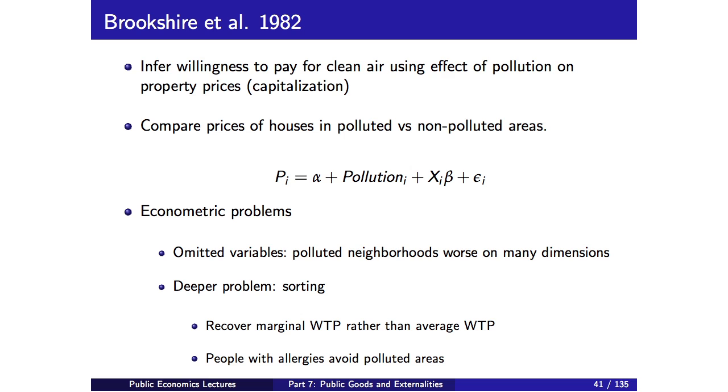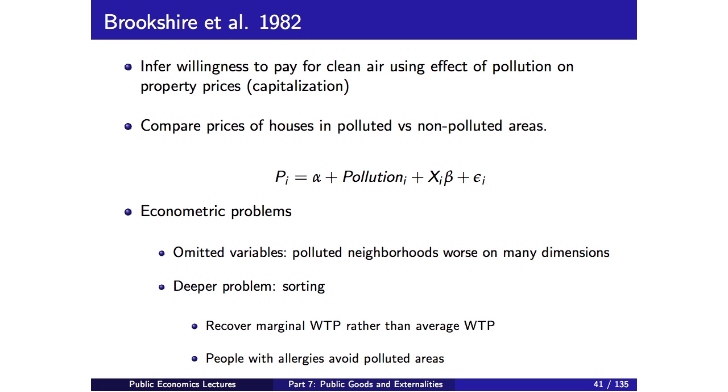There's a deeper problem here, which actually is much more fundamental, which is sorting. So let's suppose you have the ideal case where you do in fact randomize pollution across neighborhoods. Now suppose you have heterogeneity across people in terms of their sensitivity to pollution. Suppose some people, to make this concrete, don't care at all. They're just insensitive to the pollutant. And other people have allergies and really do not like the pollution. So what we're trying to figure out is the average willingness to pay to avoid pollution in the population.